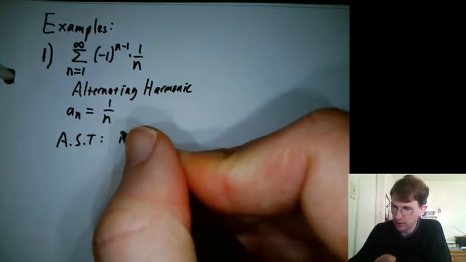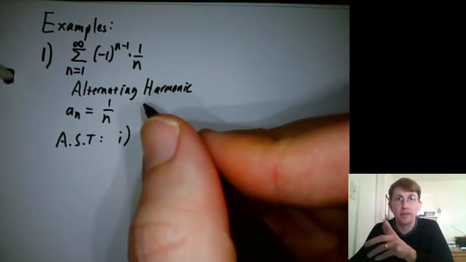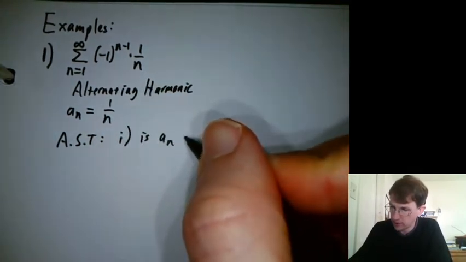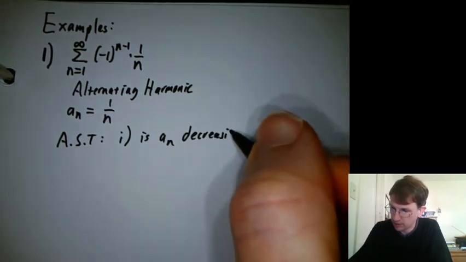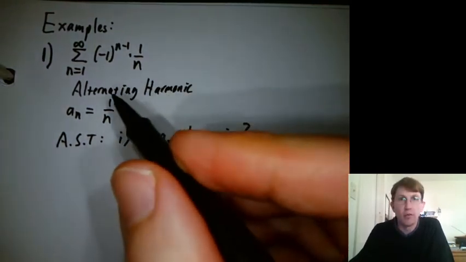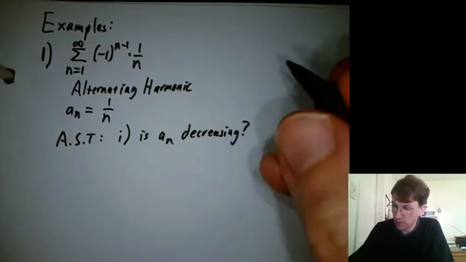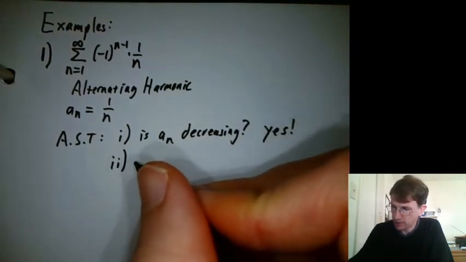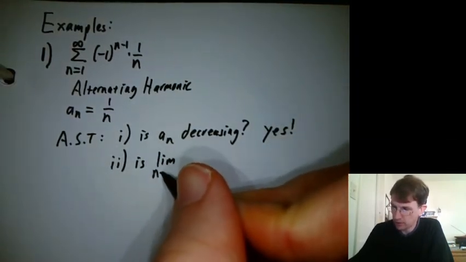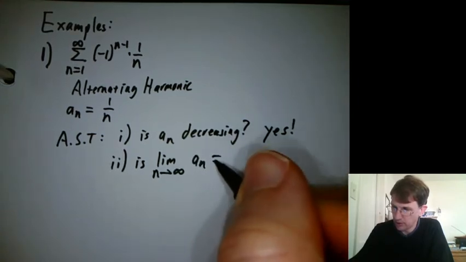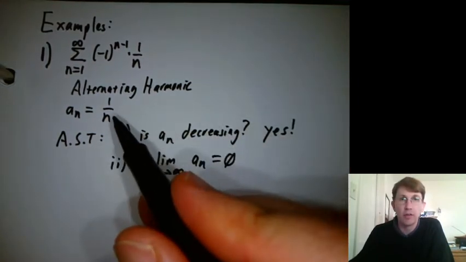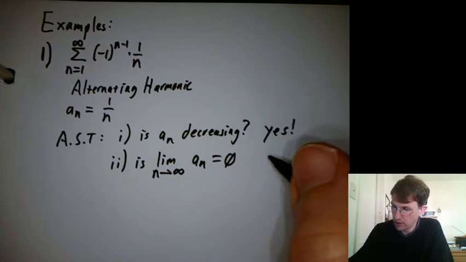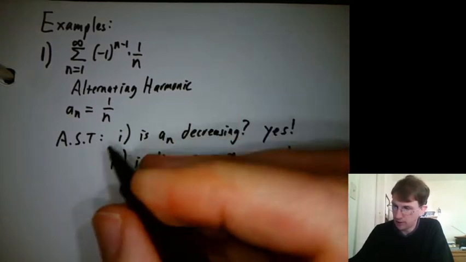What does it require? So the first thing it asks is, is the a sub n term decreasing? Is 1 over n decreasing as n increases? Yep. So we're good there. And the second part asks, is the limit as n goes to infinity of a sub n equal to 0? Is the limit of 1 over n as n goes to infinity 0? Yep, 1 over n is decreasing right to 0. So we can say yes there.